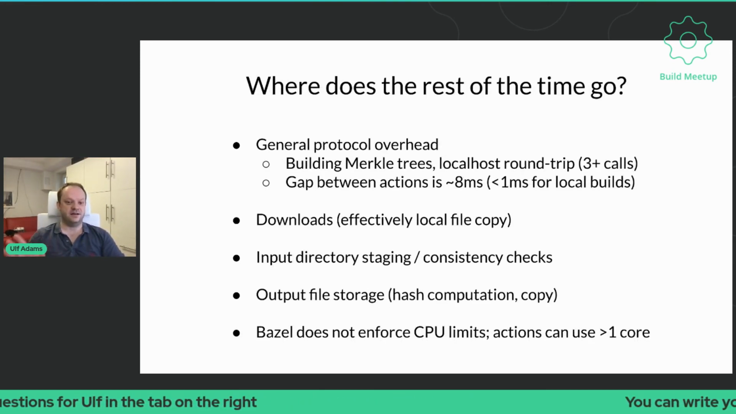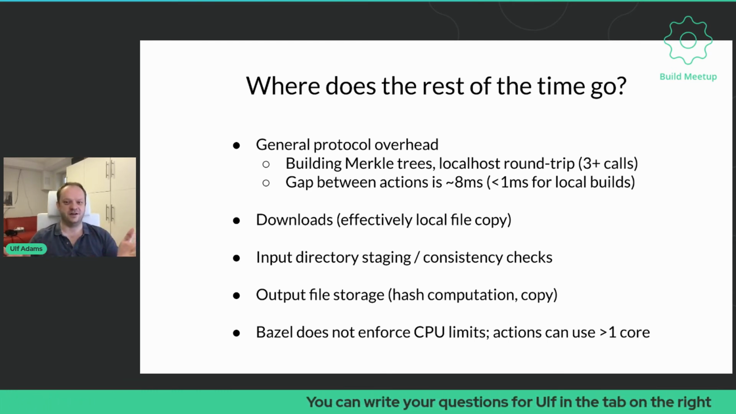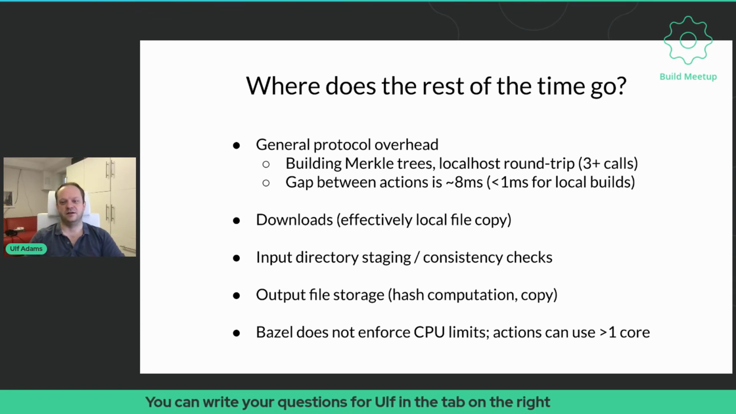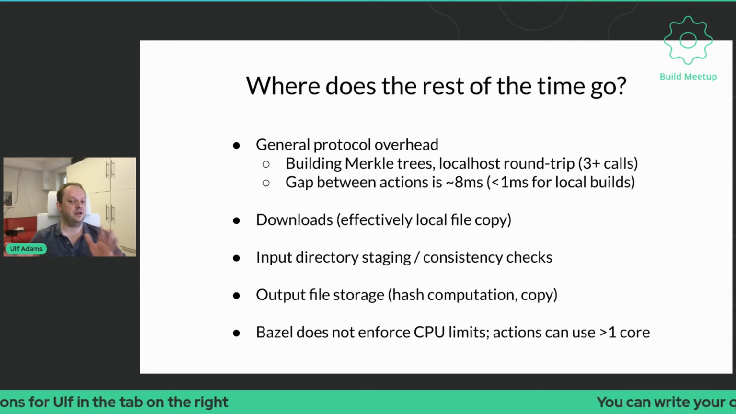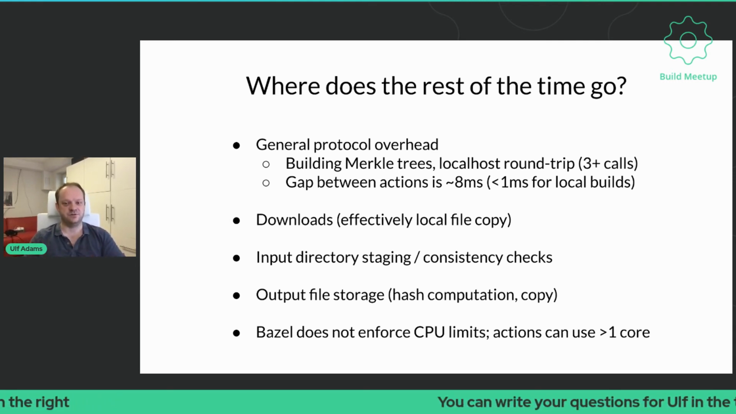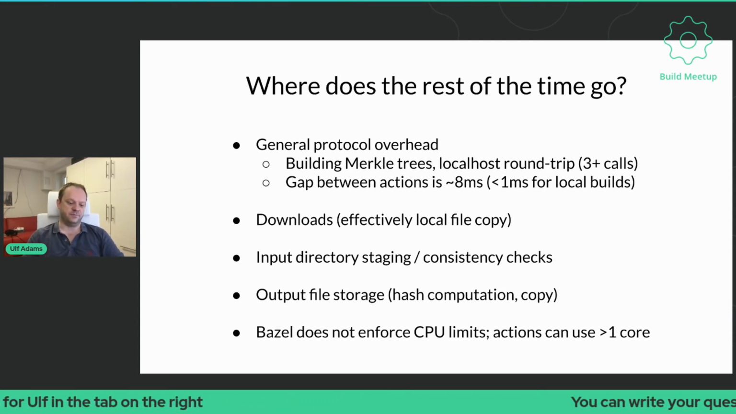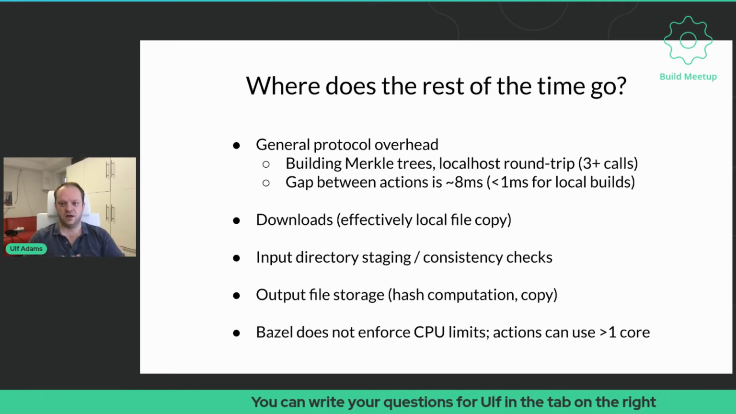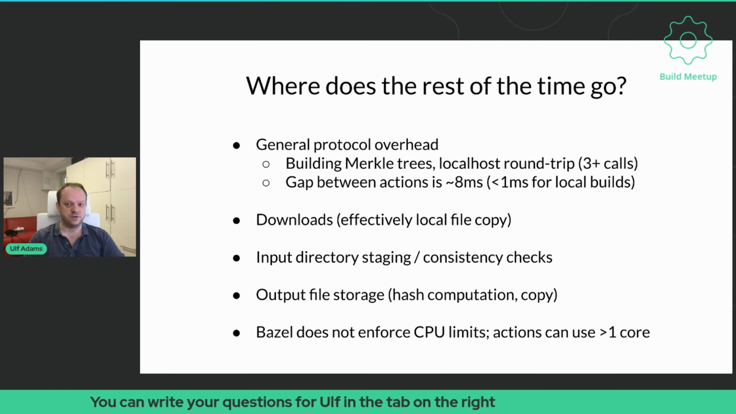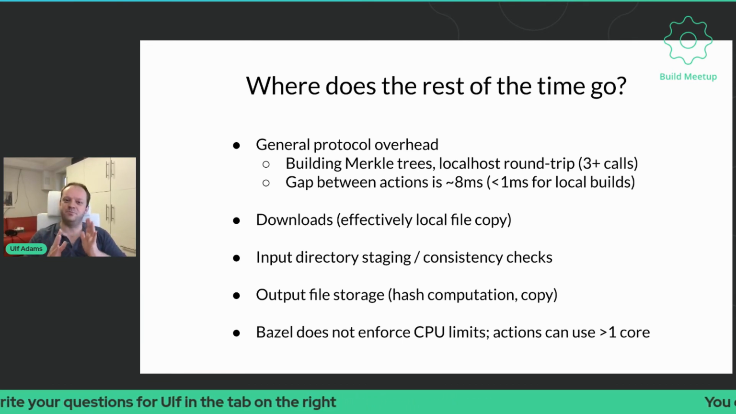All right, but that leaves the last question. Where did the rest of the time go? We're not at 300 seconds yet, so what's missing? Well, there are a number of factors, and I can't say right now exactly how large each of them are; that would require more work. So there is general protocol overhead, right? We've already heard that yesterday from Arriver. Building Merkle trees is not cheap, especially when the input trees are large. Then there is a localhost round trip. It's very cheap, but it's not free.